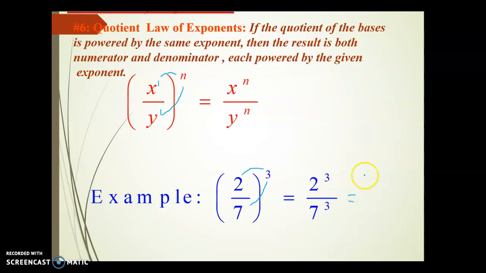But take note, this is not yet the final answer. The final answer is, correct, 8. How about the denominator? Correct. It's 343. Okay, just bear with my handwriting. I'm not so stable with the mouse.